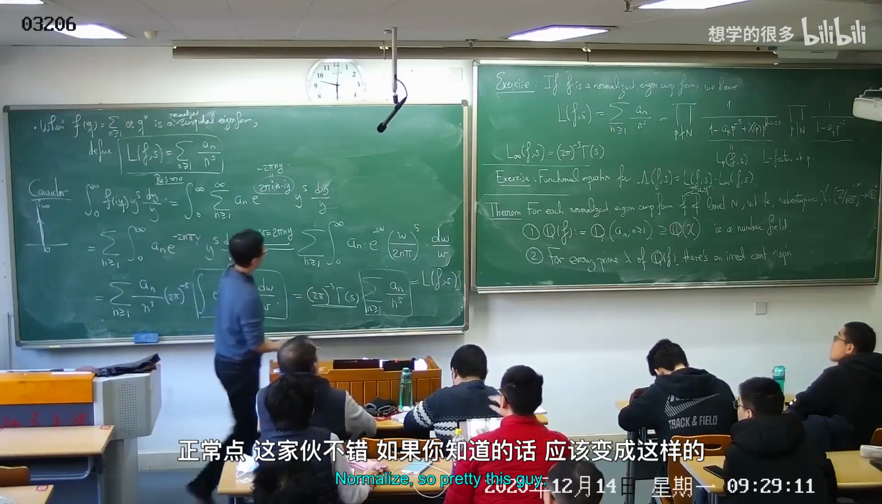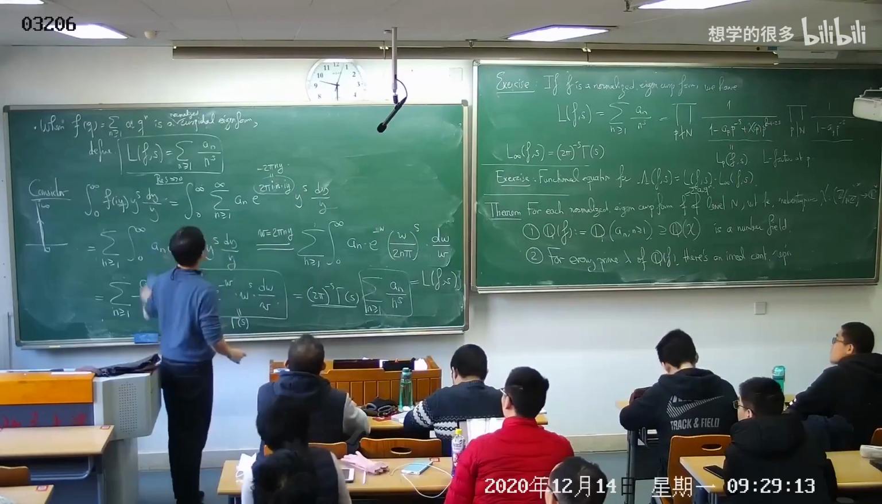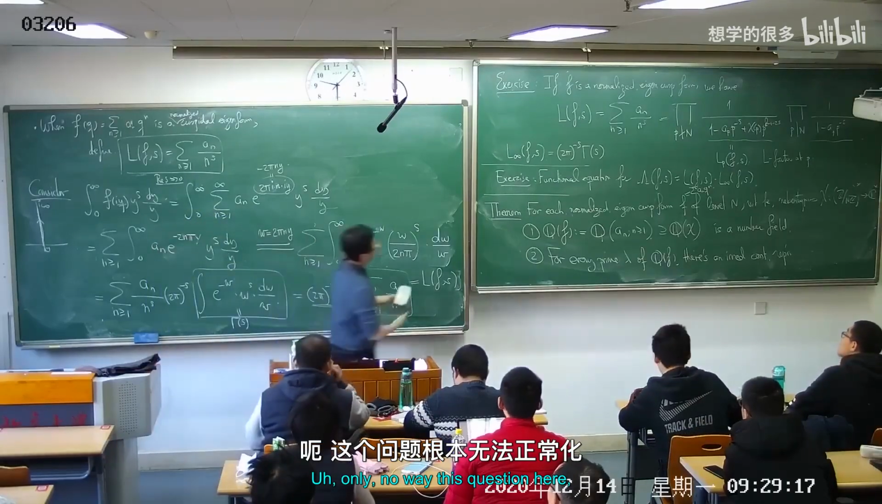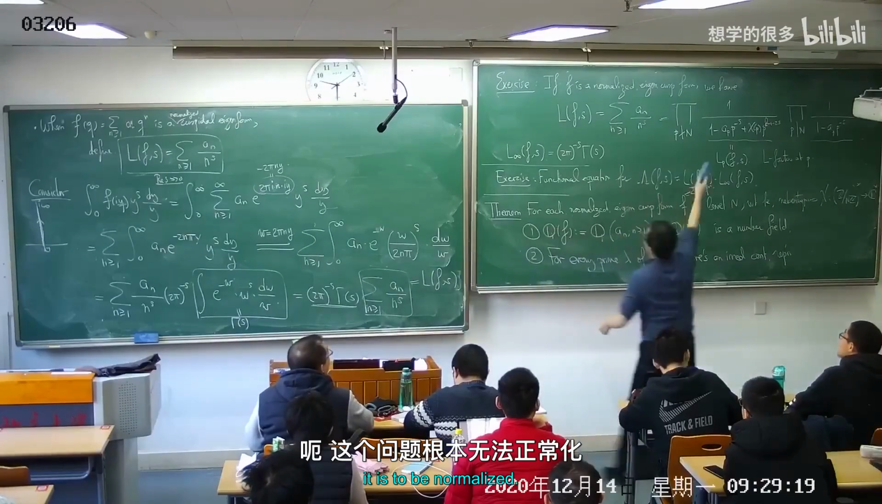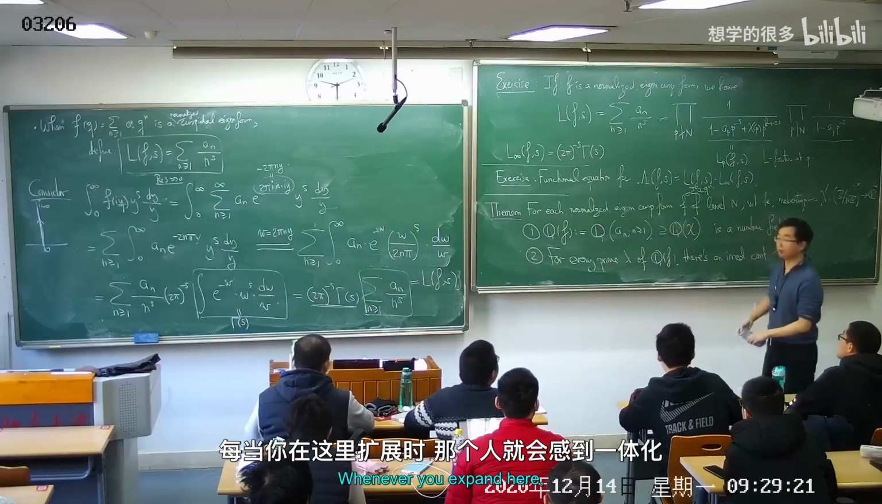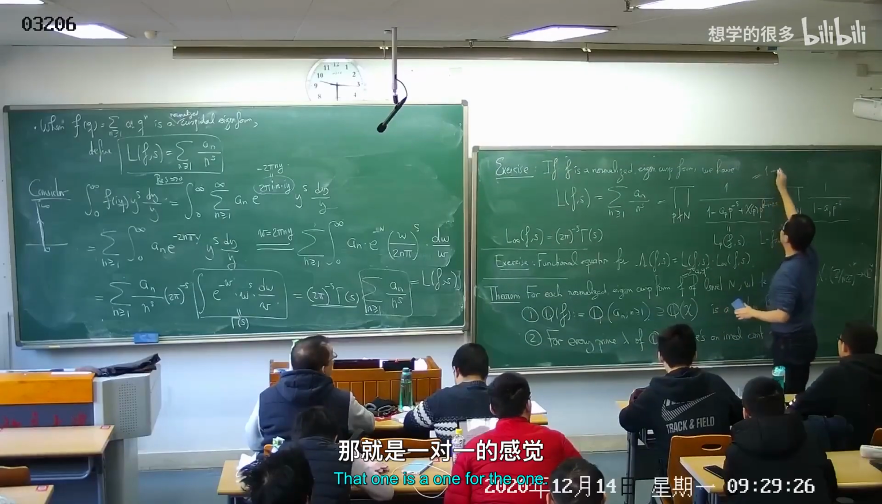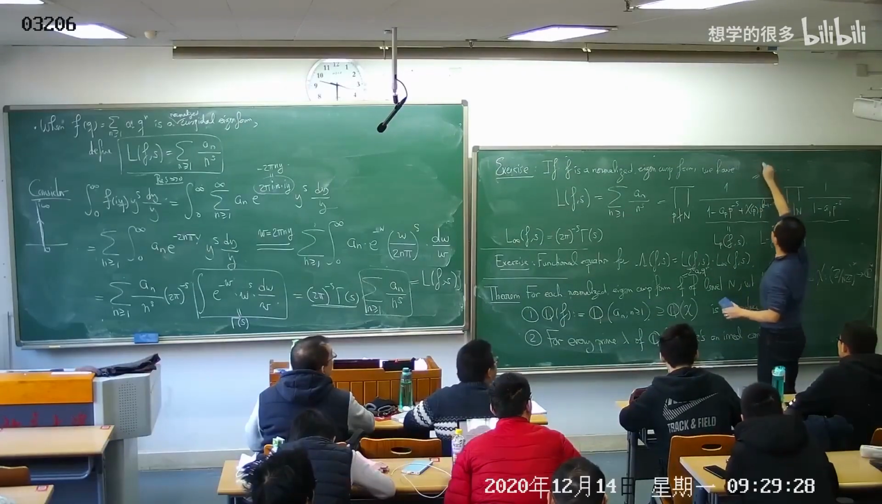Normalize. So for this discussion, you just need it to be a constant. So only this expression here needed to be normalized. Whenever you expand here, the first term goes at 1. That 1 is a_1 over 1.